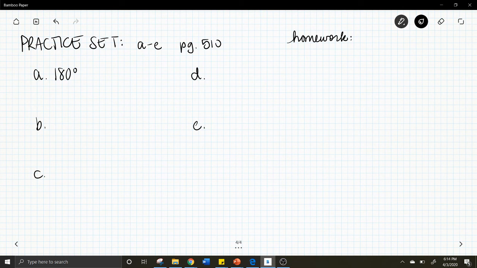Okay, letter B. What is the sum of the measure of angle 4, the measure of angle 5, and the measure of angle 6? So 4, 5, and 6, those are also part of a triangle. So those are going to also equal 180 degrees. Letter C, what is the sum of the measures of the 4 interior angles of the quadrilateral? So this is what we just learned. The interior angles of a quadrilateral will equal 360 degrees.